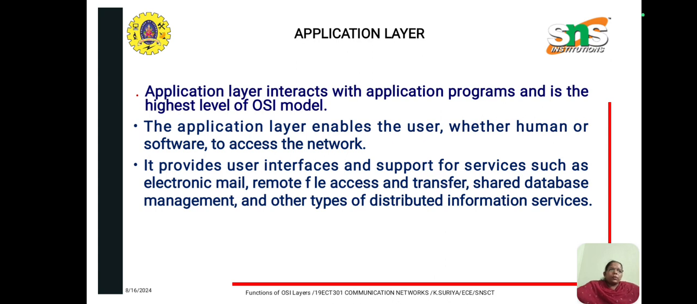The last one is the application layer. The application layer enables the user, whether human or software, to access the network. It provides user interfaces and support for services such as electronic mail, remote file access and transfer, shared database management, and other types of distributed information services.